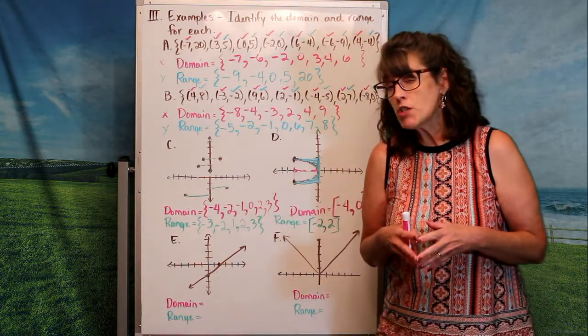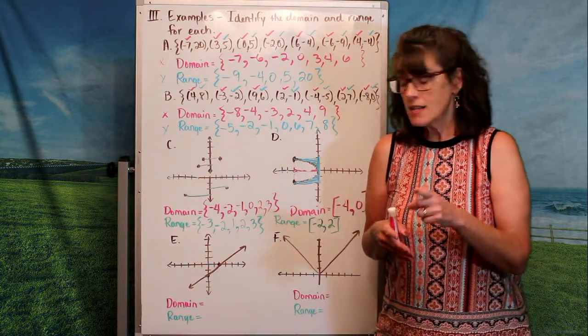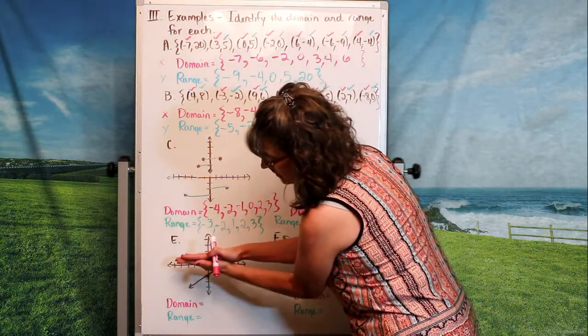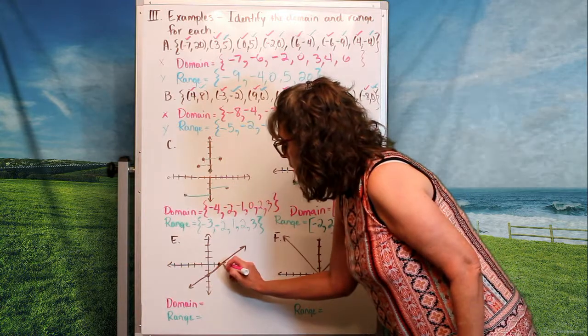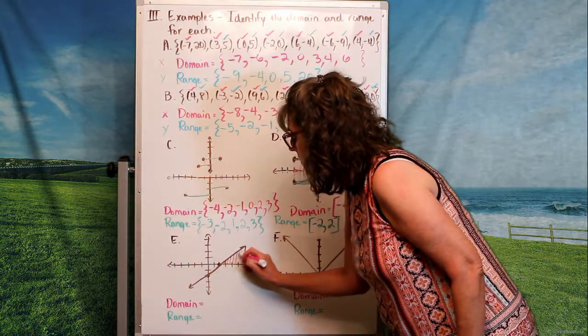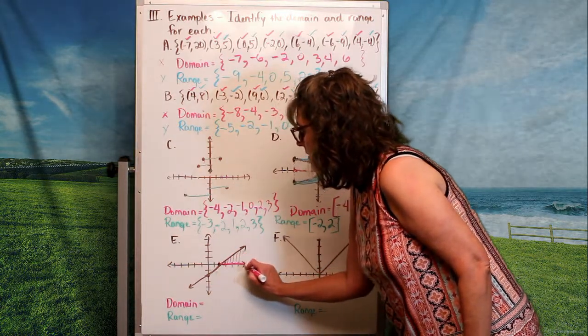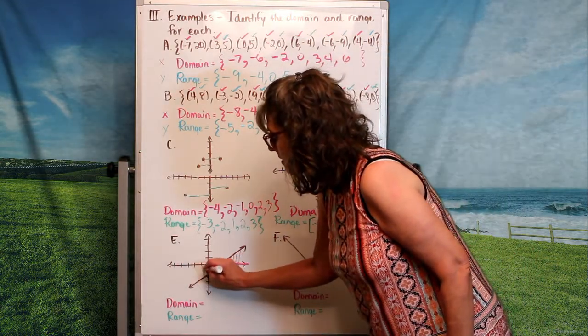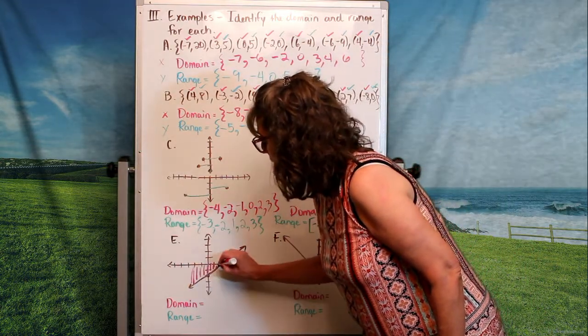Now, let's look at this one. Once again, domain is which variable? X. So I'm going to take this graph here and I'm going to squish it up on the x-axis like this. So this will all come down through here like this, covering all of these x values. These will come up through here like this, covering all of these x values.